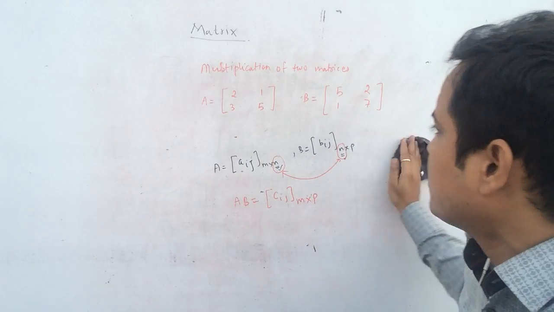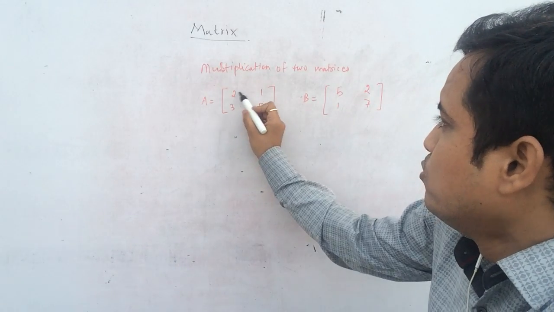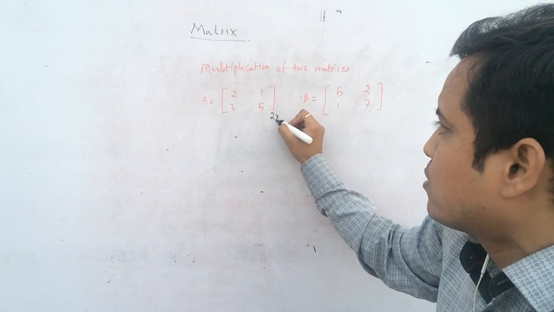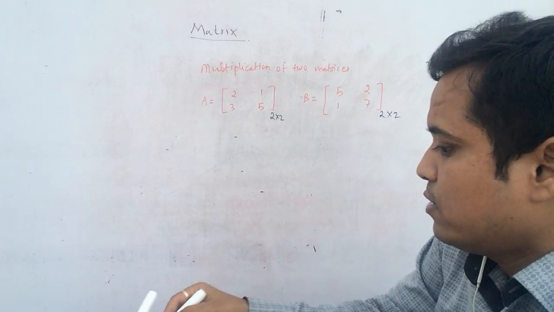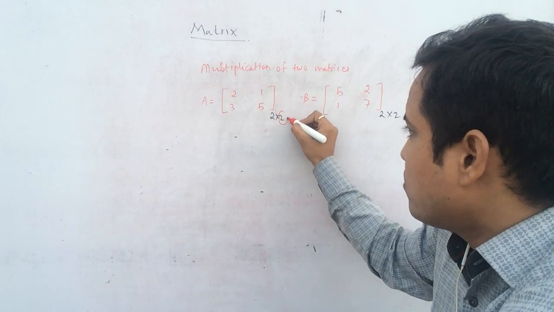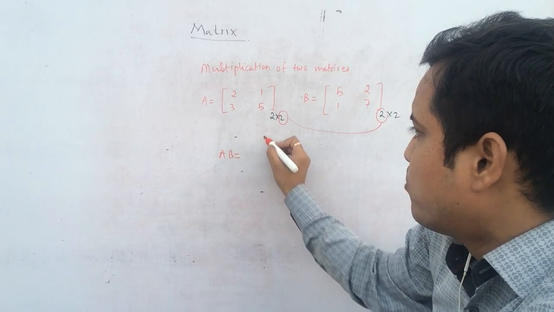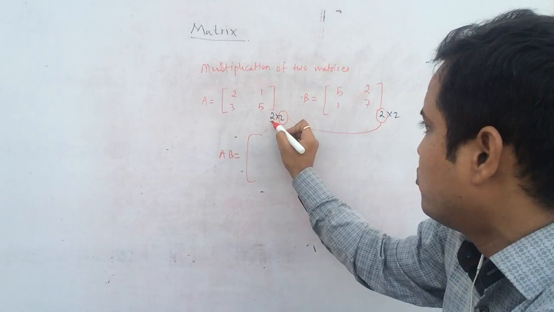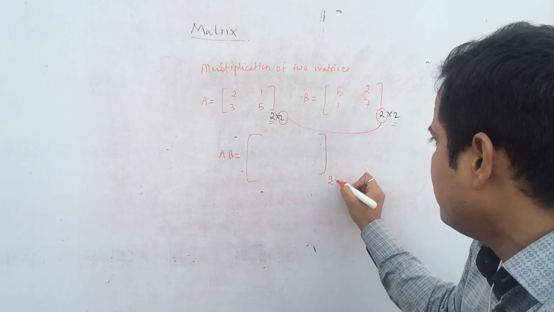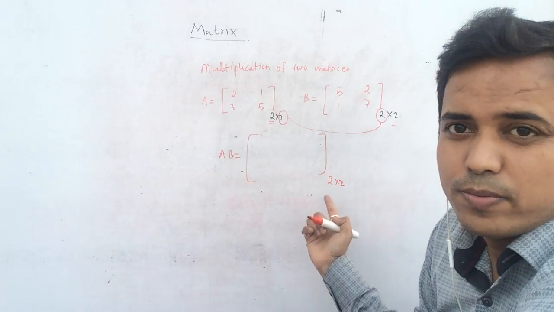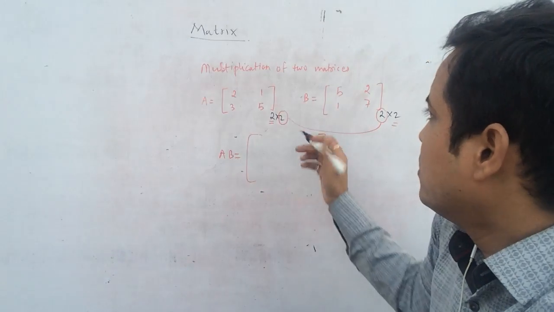So let's understand with the example. Here what is the order? 2 rows, 2 columns, 2 cross 2, for both. The condition is that the column count should be equal to the row count. And your product would be of order 2 cross 2, the left ones. So you know that you will make the answer in order 2 cross 2.